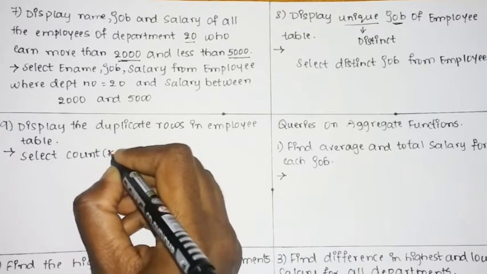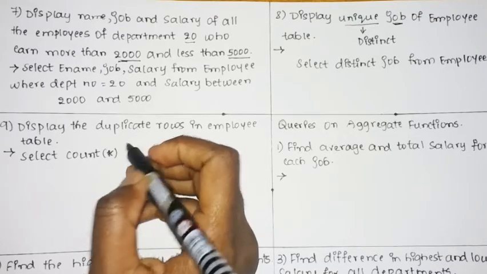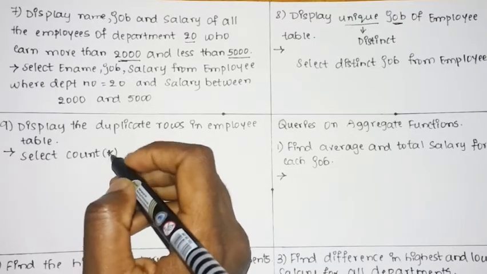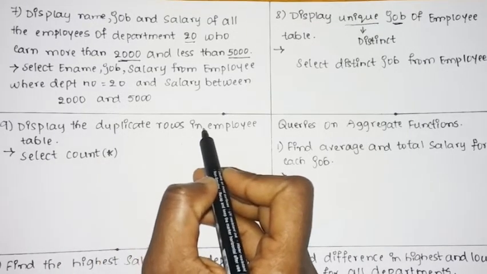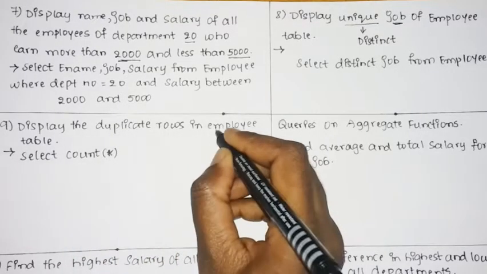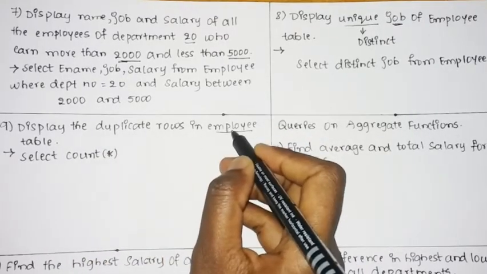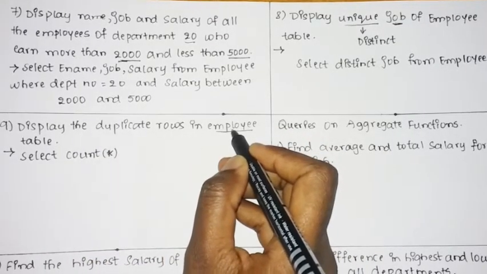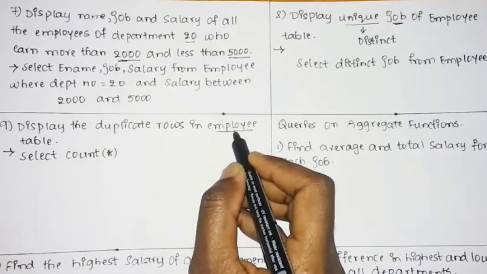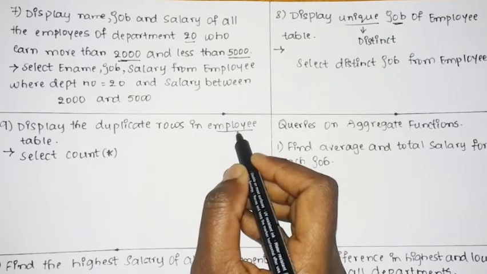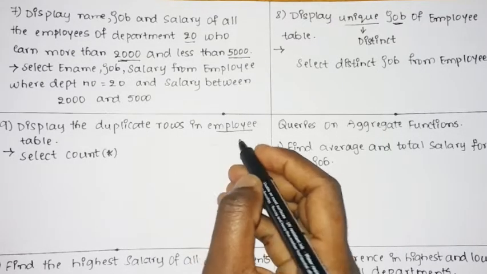For that purpose you have star, which is used to display all. So select count star, you can say select. Here you need to display the duplicate rows in the employee table. If they do not mention the employee, then you can use select count star. But here they have particularly mentioned that you need to display the duplicate rows in the employee table.